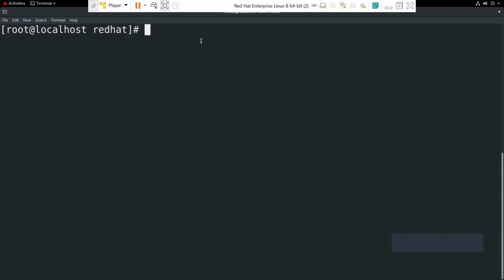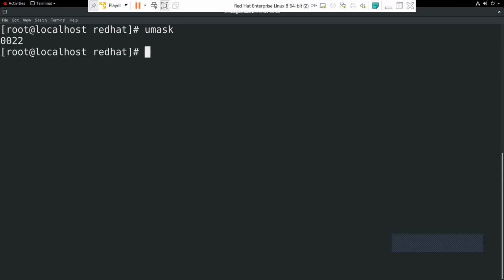By using the umask value, the permissions will be changed. See the umask value: 0022. By default it is 0022. So with the help of this value, the permissions of the file will be changed.